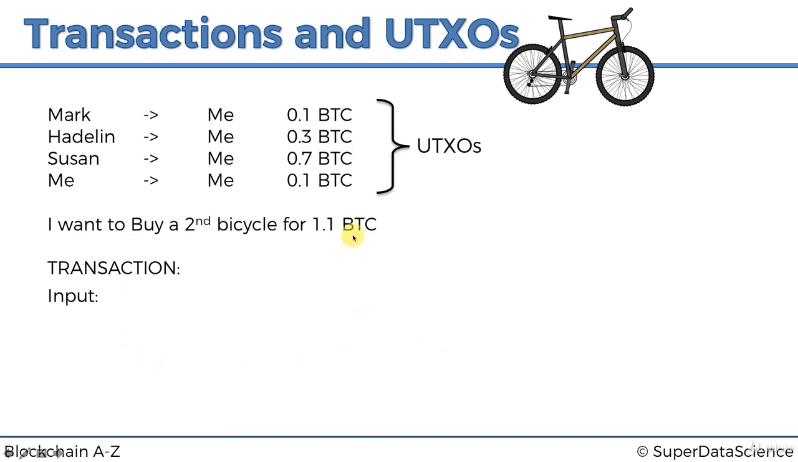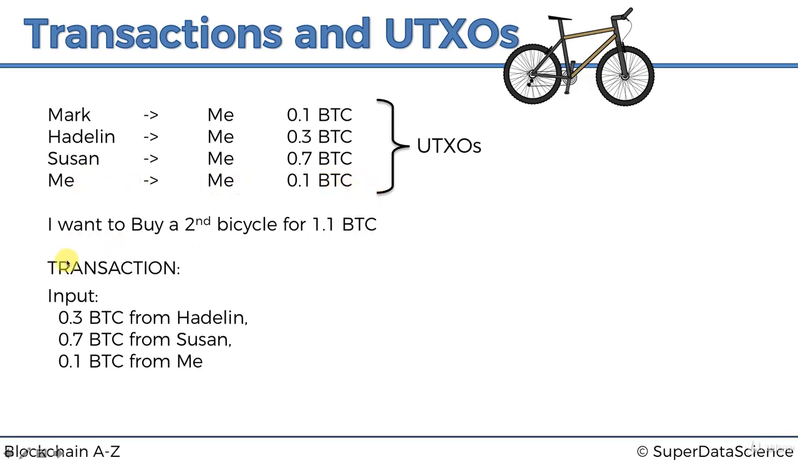Who's going to feed it? Well, we need to build quite a large amount. So we're going to take this transaction over here. We'll take the UTXO from this transaction, the 0.3 BTC I got from Adlan. It'll feed into the one we're building. The 0.7 BTC from Susan will feed into the transaction we're building. And the 0.1 BTC that I sent to myself will also feed into this transaction. So we've got 3 inputs.